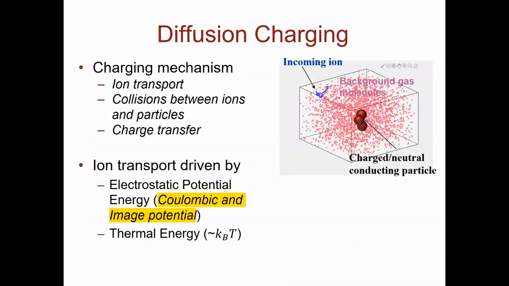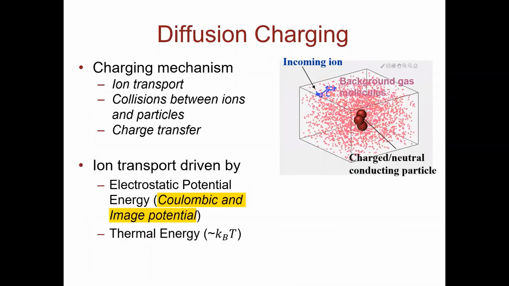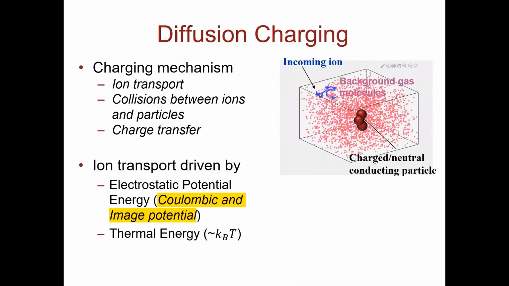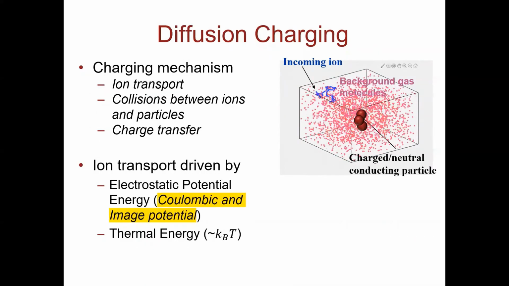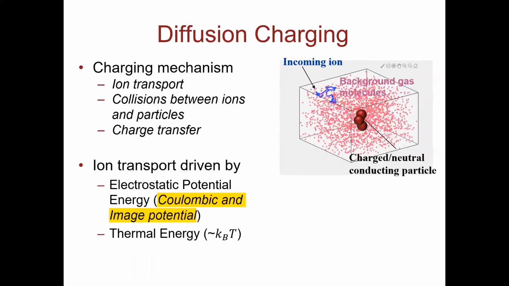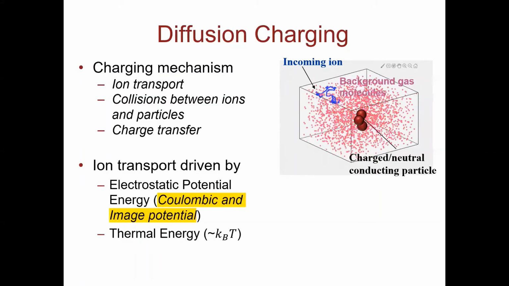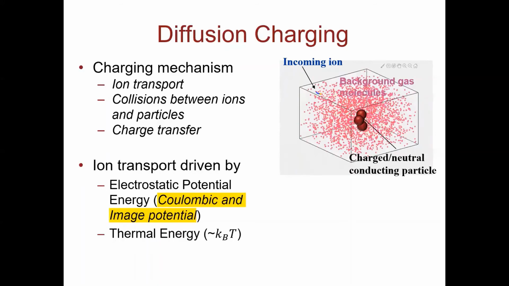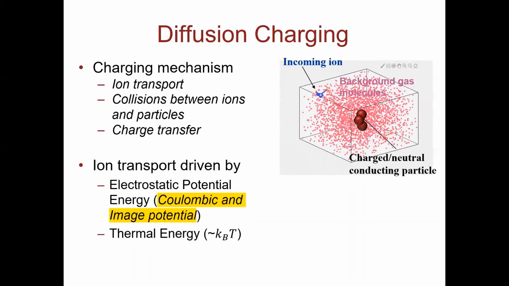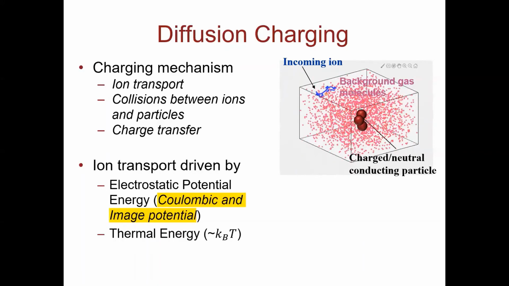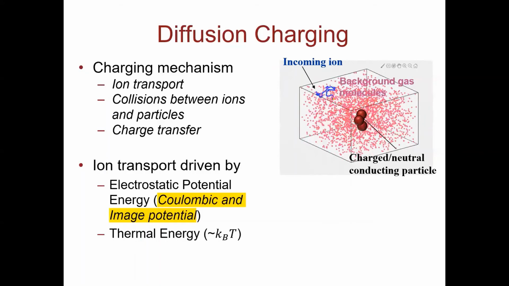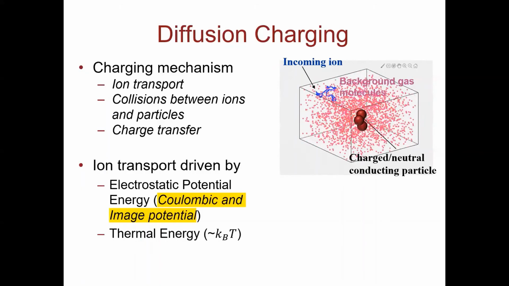Diffusion charging is the process of charging the particles through ion diffusion, which is independent of the external electric field. The animation on the right side shows the ion trajectory in a blue line. Ions' motion is due to their thermal energy and electrostatic potential energy. Charges are transferred to the particle once there is a collision between ion and particle.